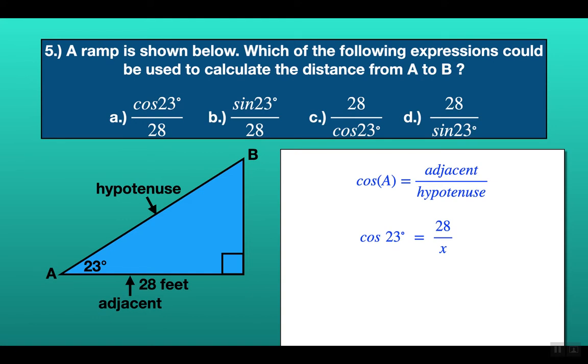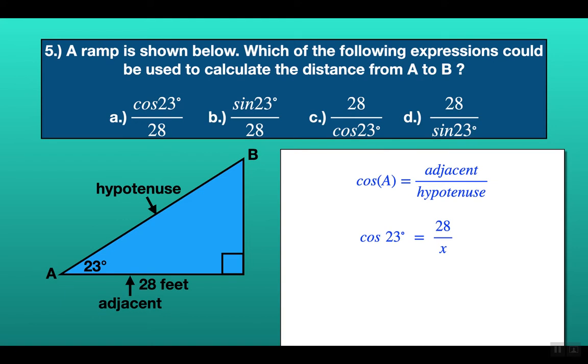We don't know what the hypotenuse is. That's the side that we're trying to figure out. So let's put a variable there. Let's put the variable x. Okay, now we're trying to solve for x. That means we need to get x by itself on one side of the equation. So now let's use our algebra skills to get x by itself.